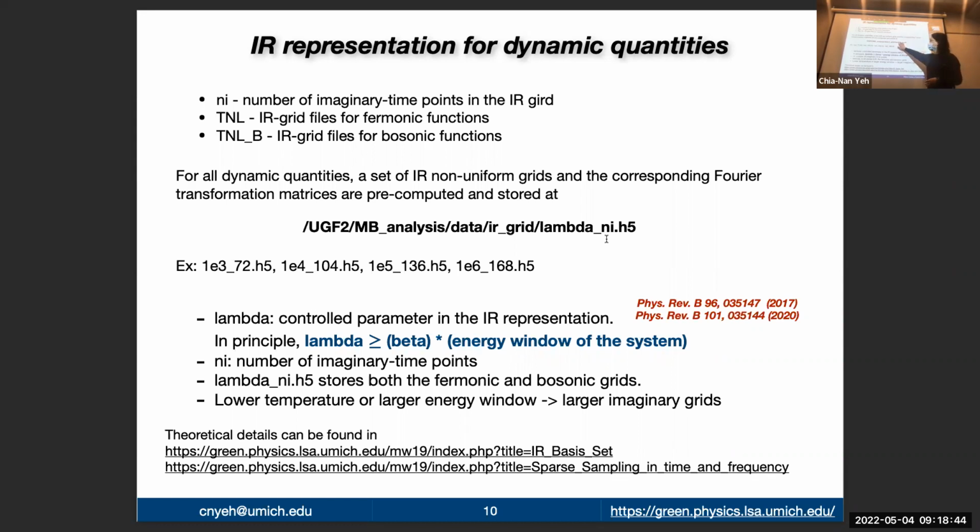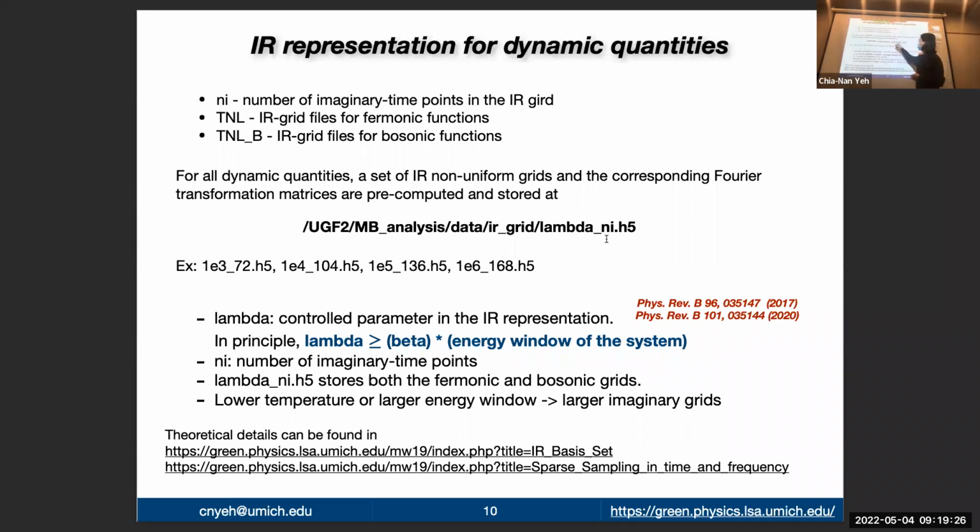So essentially, what this file has is lambda, which is the control parameter in the IR representation. You can check these two references, and in principle, your lambda should be larger than your beta times the energy window of the system. So this is a system-dependent grid. Essentially, the lower the temperature or the larger the energy window, the larger the lambda you need. In most practical use, the largest lambda I'm using is 10 to the 6, maybe 10 to the 7 you could use, but that's the practical usage.